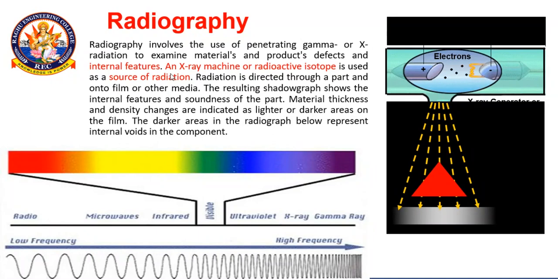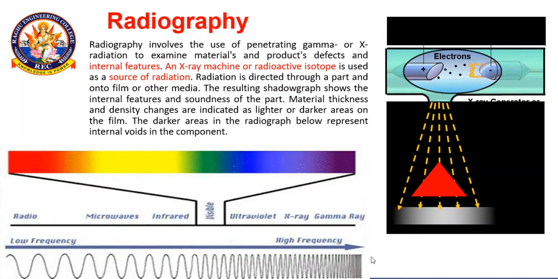X-rays and gamma rays come under electromagnetic waves. What are electromagnetic waves actually? Here we can see in this picture, all of these come under electromagnetic waves: radio waves, microwaves, infrared waves, visible light, ultraviolet waves, X-rays, gamma rays. Depending upon the frequency of these waves, they are divided into radio waves, microwaves, and X and gamma rays. Radio waves are very low frequency, and gamma rays are very high frequency.